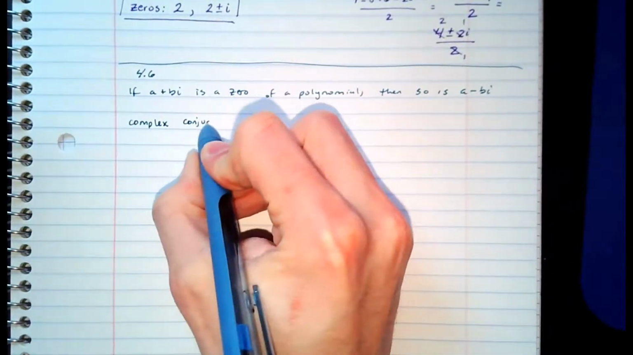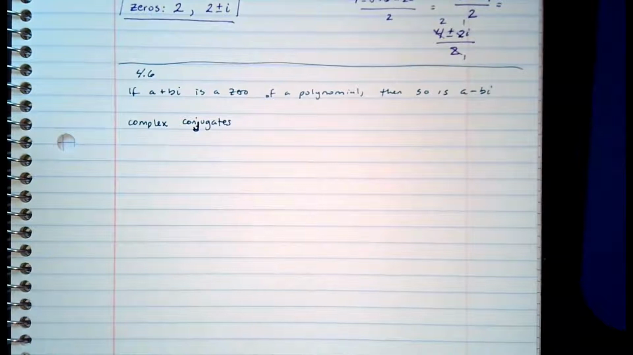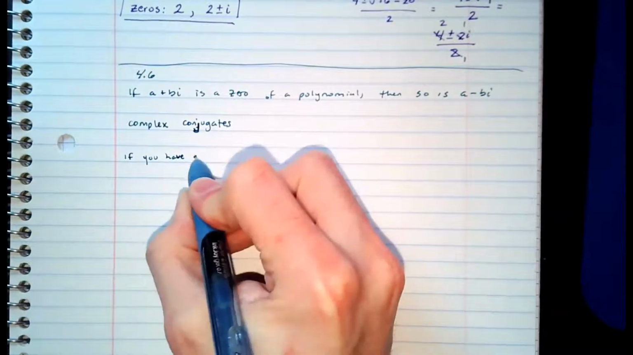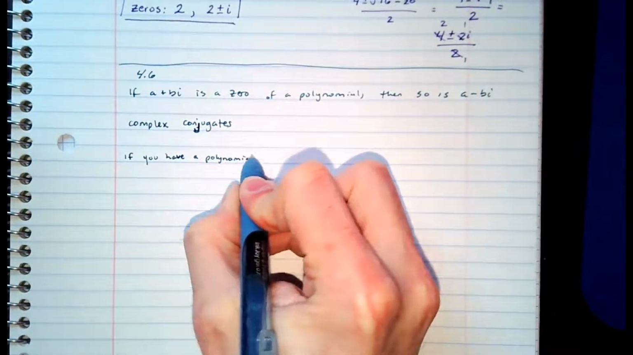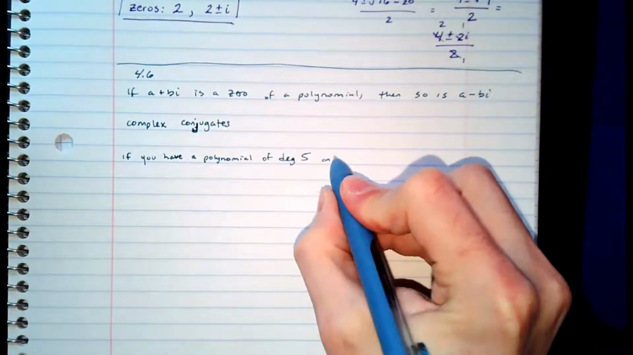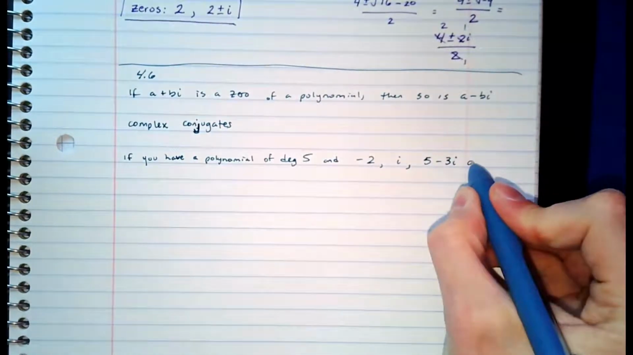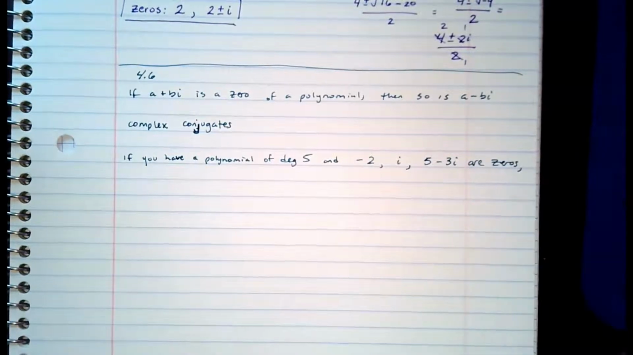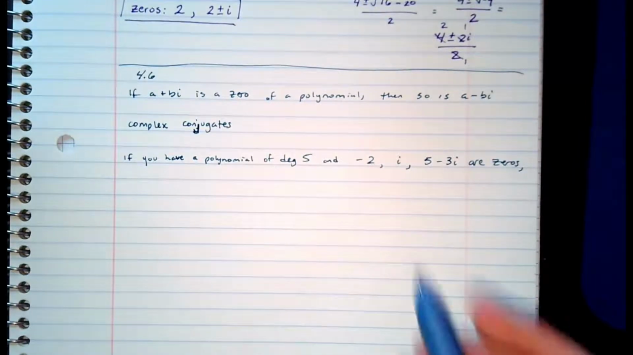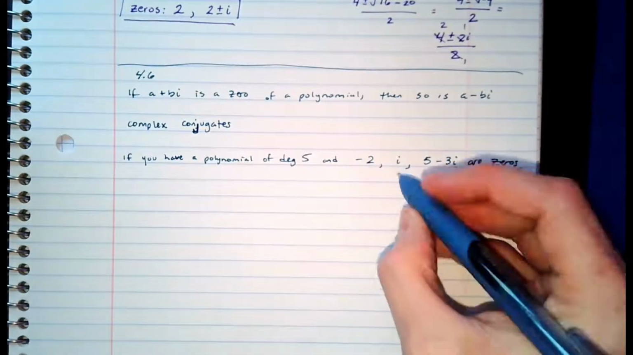Complex conjugates. So, for example, if you have a polynomial of degree 5 and negative 2i and 5 minus 3i are zeros, what are the other two? It's a degree 5, so it has to have 5 of them. Well, negative 2i has an imaginary part, so it needs its conjugate.